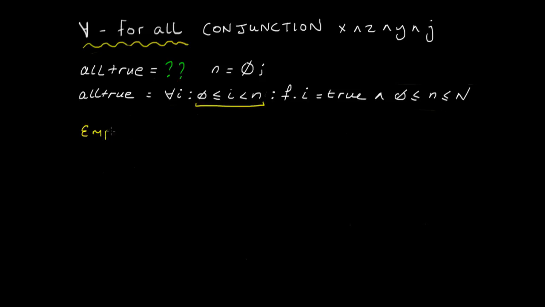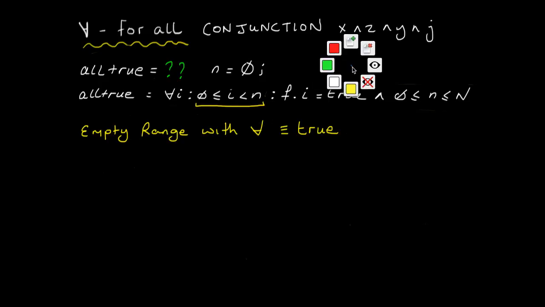Well, if we have an empty range with a for all, that gives us true. The reason is that we assume that all of the terms in the conjunction will be satisfied, will be true. We assume that at the beginning. If we have a conjunction, we assume that all the terms are true, and then all it takes is one of them to be false and the outcome will be false. That's an assumption that we make at the beginning of our processing.